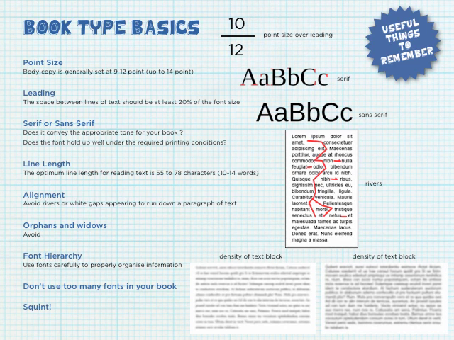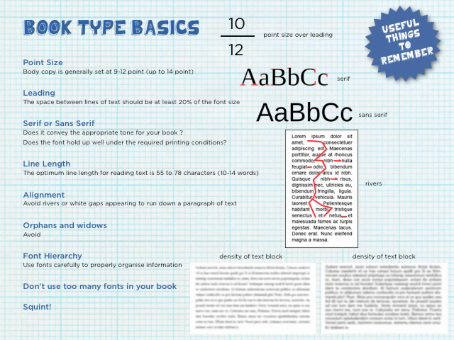Line length: the optimum length of line that should be used in your text, normally in a book, is roughly between 55 and 78 characters. Alignment: if you're using align left or align right, that's fine, but if you're using justified, be careful of rivers, which are white space that naturally occurs if you're using justified text. Avoid orphans and widows where possible.